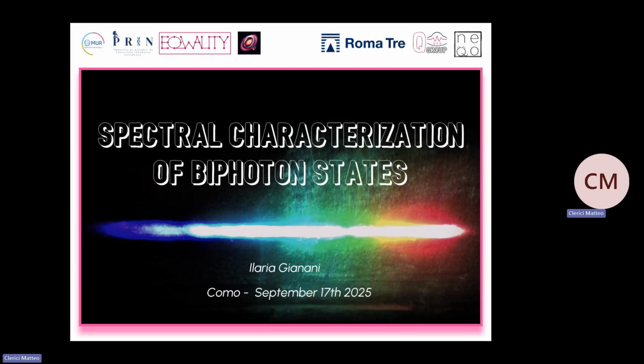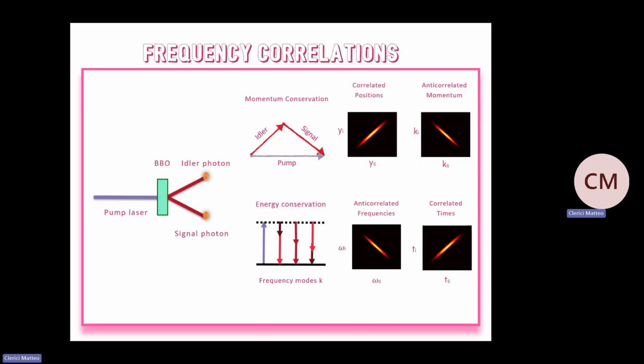So today I'm going to show you some recent results we got on spectral characterization, which, as you know, is a theme which is dear also to the ultra-fast classical community, but here we will exploit it in the quantum domain. So just to set the scene, we have an SPDC source where you produce your photon pair, and as you know, this has to abide by momentum conservation and energy conservation, and these conservation laws can make it so that you have correlation, which can be in position, in momentum, and or in frequency and in time.